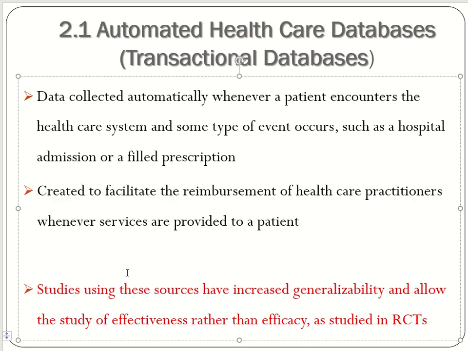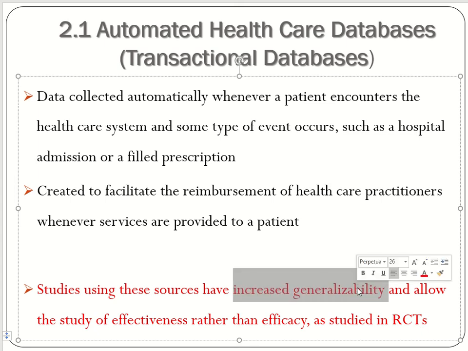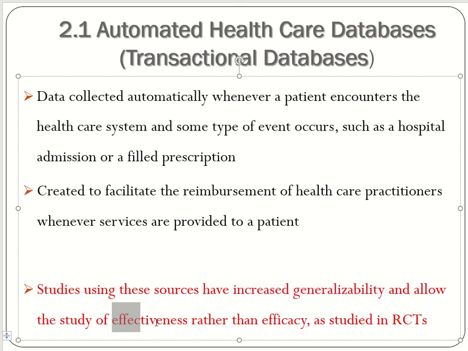But these, as I mentioned, give you a huge amount of information that can be used to answer a lot of research questions. So studies using these sources have increased generalizability and allow the study of effectiveness rather than efficacy as studied in RCTs. Okay, so we already talked about generalizability in the previous lectures, and the concept of external validity and how it relates better to effectiveness rather than efficacy. And because it's what is happening in real life, then it gives you a better idea than RCTs.